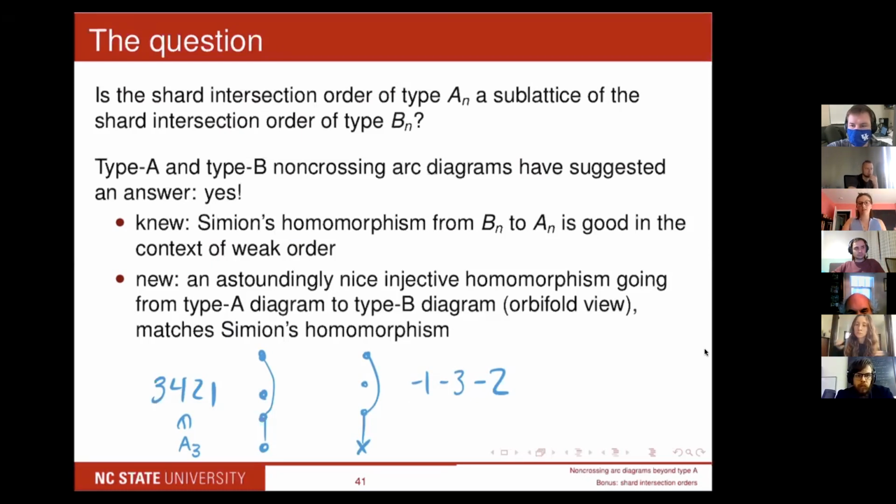One of the interesting things is that non-crossing arc diagrams are fairly new, and I'm really thinking about using them in the context of shard intersection order. It turns out there's some traction there. But the paper by Nathan, non-crossing arc diagrams and canonical join representations, is a great place to start, like arXiv chasing.